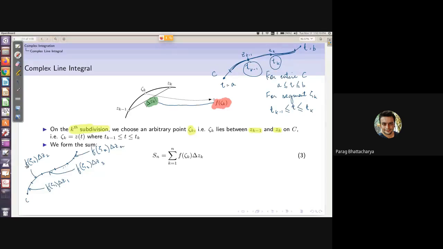Each of these products will give you some value. Now you just add this one plus this one plus this one and so on, all the way till this. This S_n is the sum. So this is the sum that we form, by taking each of these products and adding them together. I'll erase this.